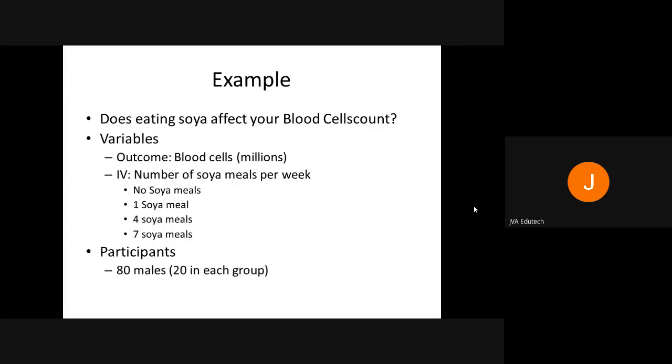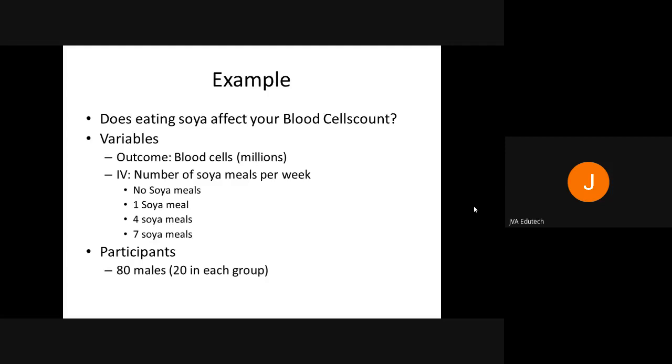So for that purpose, we have taken an example where we have created three groups. If you look at the data set, my research question comes from a lot of research which indicates that if a person eats more soya, then their blood cell count decreases.